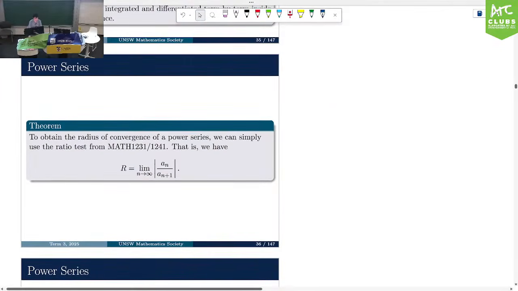And this is a ratio test. It's not quite the same form as what you have seen in Math 1B. So just be careful, an is only the numerator instead, and an plus 1 is only the denominator instead. But the more powerful fact about this formula is that just by calculating this limit, we can obtain the radius of convergence.